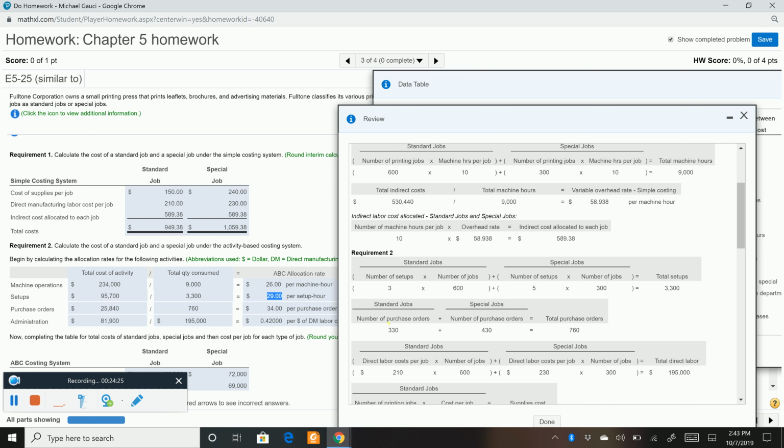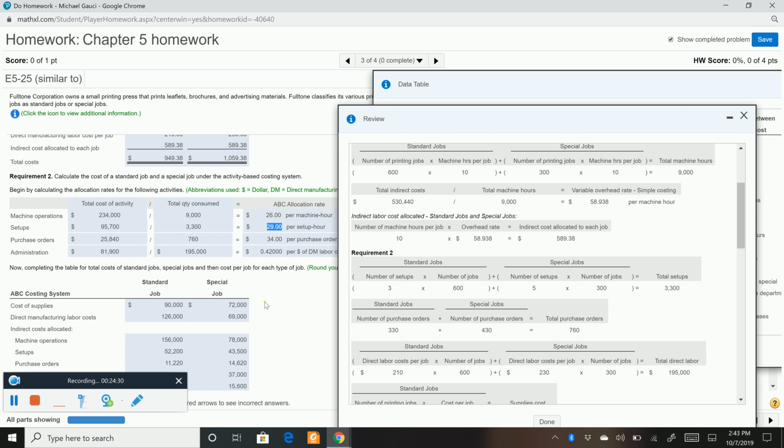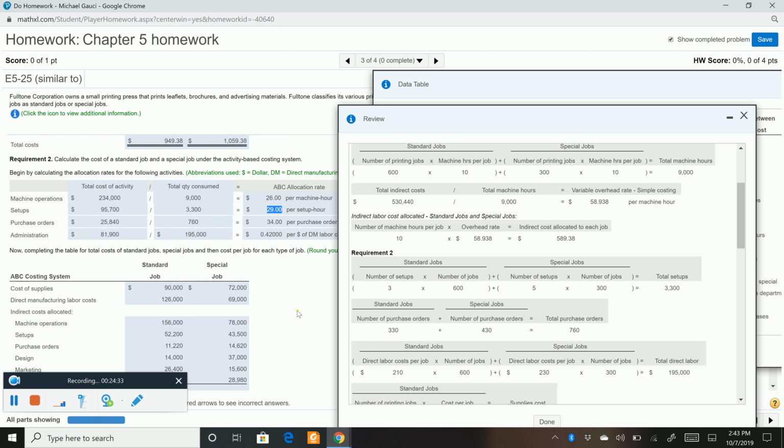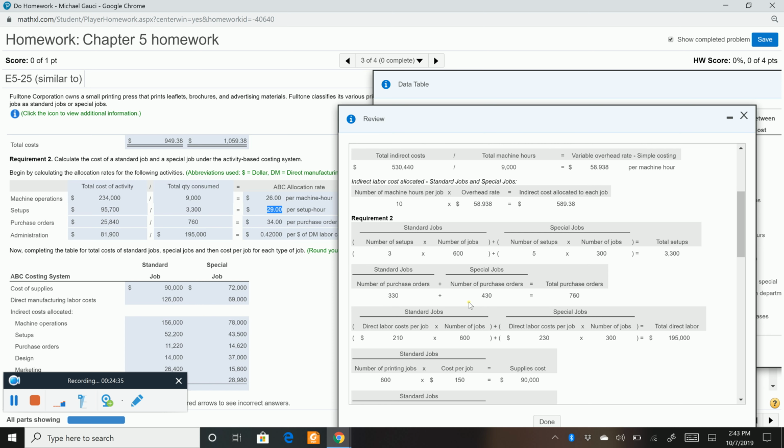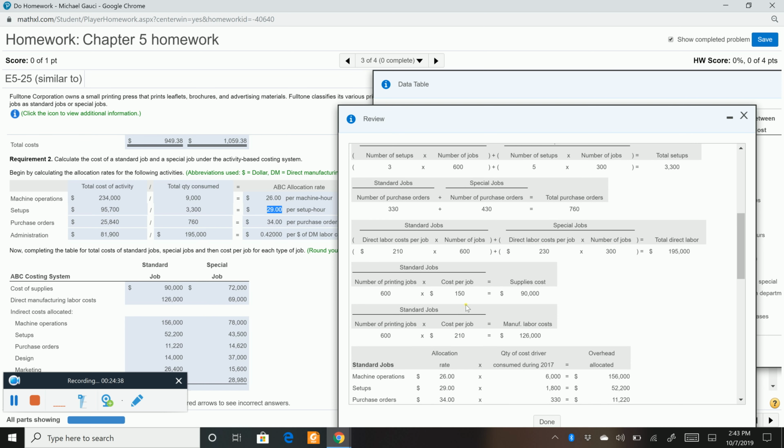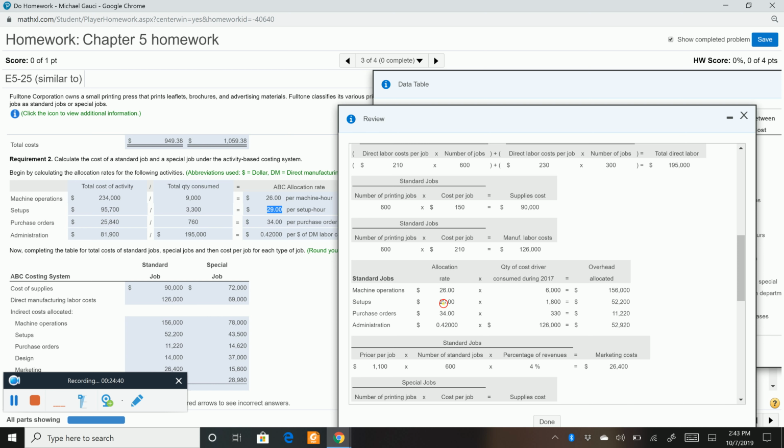That $29 per setup hour we are going to use to break up our costs for the setups. So we have the setups for the standard. There's your $29 per hour that we just calculated. And we said the standard had 1,800 setup hours. It's 600 jobs times 3 hours per job. That's $52,200. So that will be the allocation for the standard.